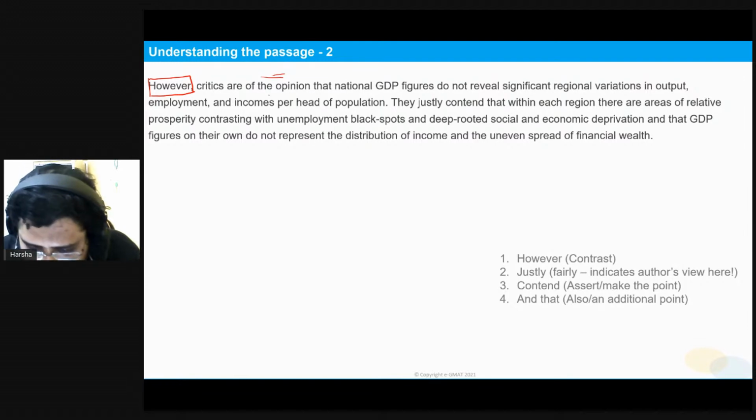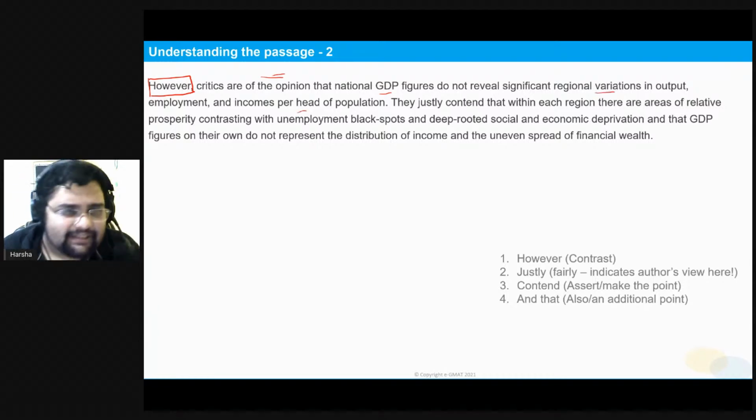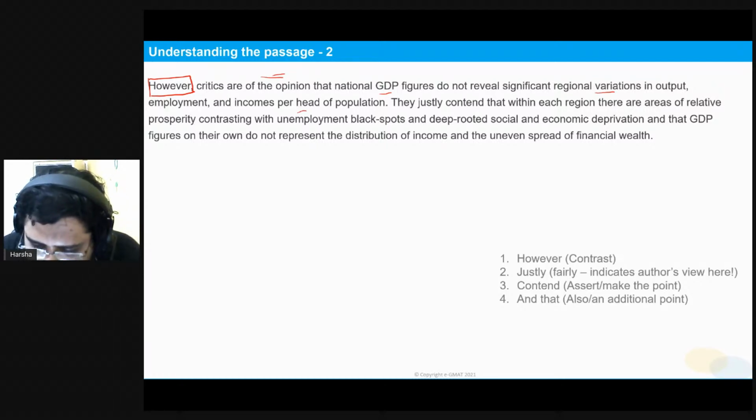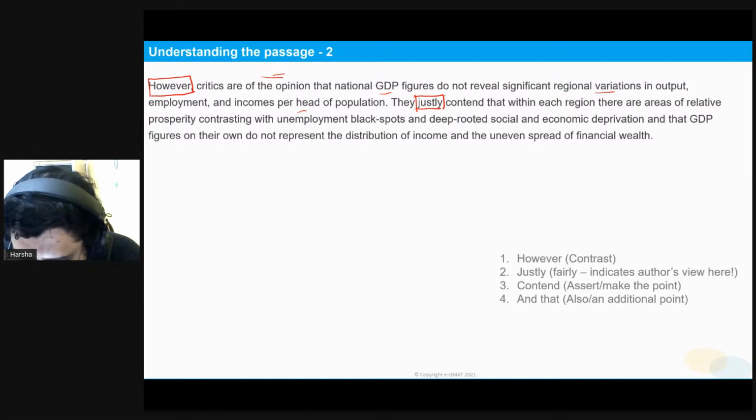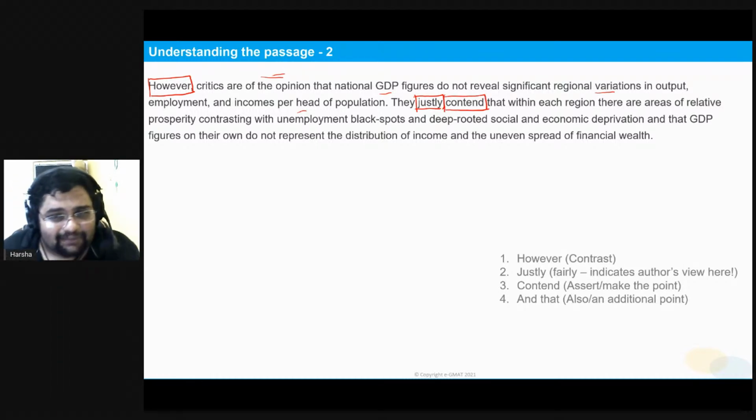So, "however, critics are of the opinion that the national GDP figures do not reveal significant variations," etc. Essentially, looking at that GDP number, it does not reveal the internal variations within the region. That's kind of what he's trying to tell you, right? And here, all those of you who got the first question, you got "justly." Am I correct? This is the point that you would have got. So "justly" is a keyword, "contend" is a keyword.